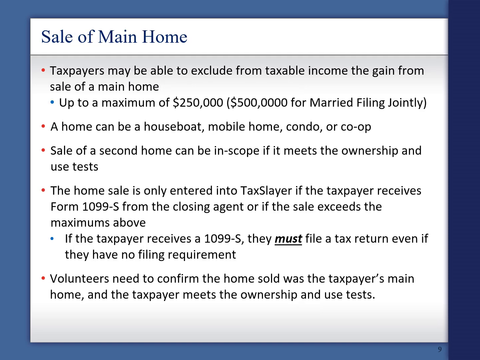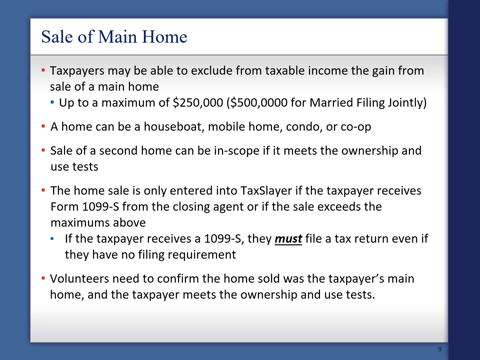A home is a capital asset. A home can be subject to capital gains, but not capital losses. There is a special exclusion of the first $500,000 of gain for qualifying homes. This total is $250,000 if single. This applies only to the taxpayer's main home that meets the ownership and use tests in the next slide. Vacation homes, rental homes, and bare land are out of scope. However, a home can be a houseboat, mobile home, condo, or co-op. A second home could qualify if it meets the ownership and use tests in the next slide.